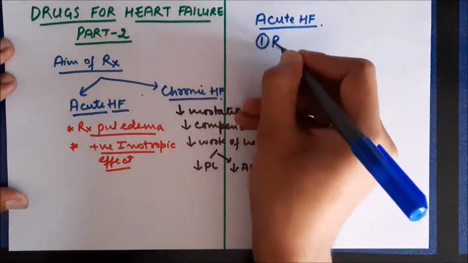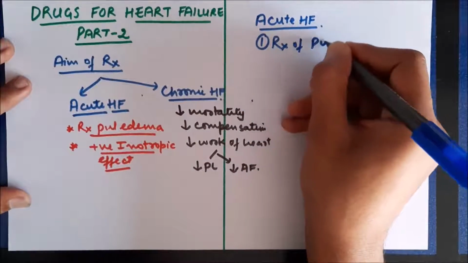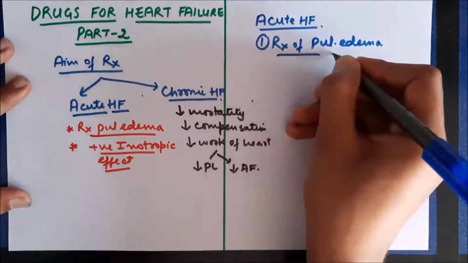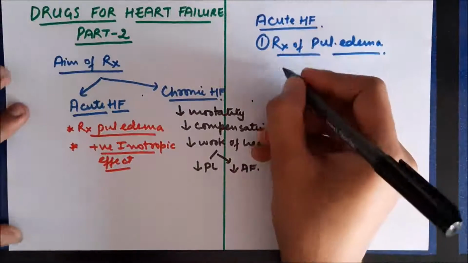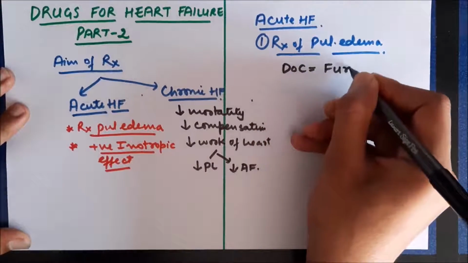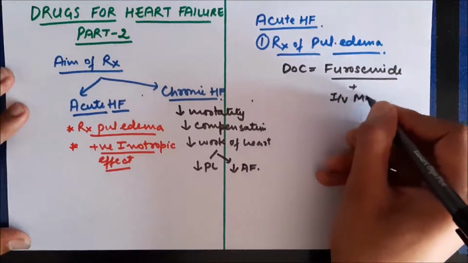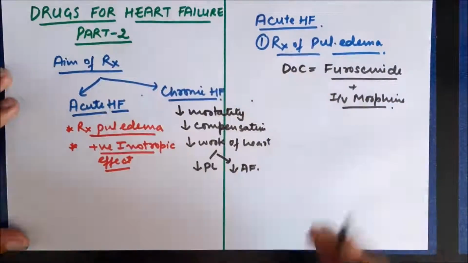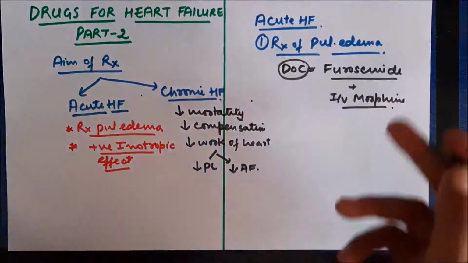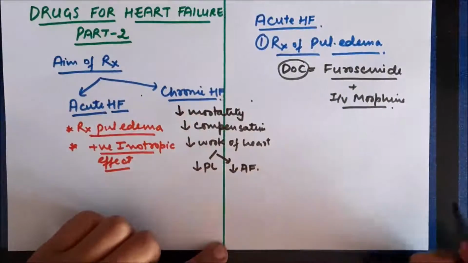For acute heart failure, the first thing that we are going to manage is the pulmonary edema. For the treatment of pulmonary edema, the drug of choice is the diuretic furosemide. Along with furosemide, we use IV morphine. So this is the drug of choice for treatment of pulmonary edema.